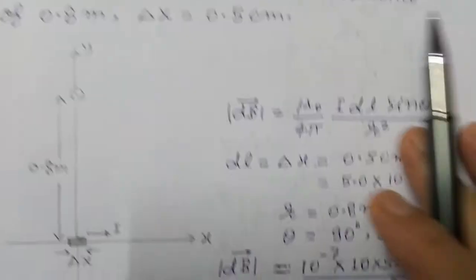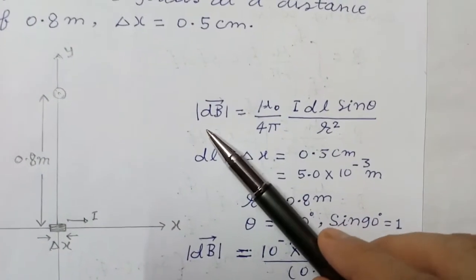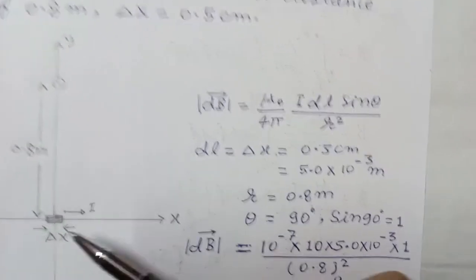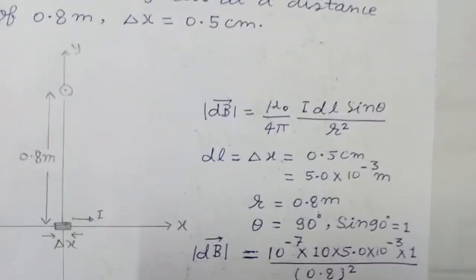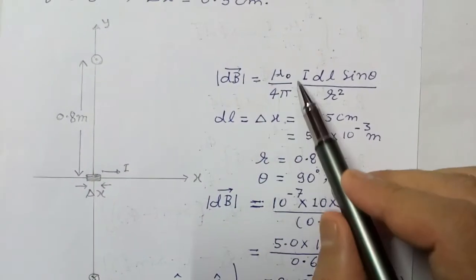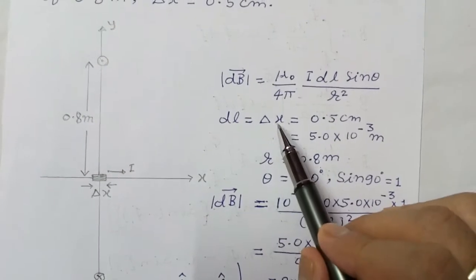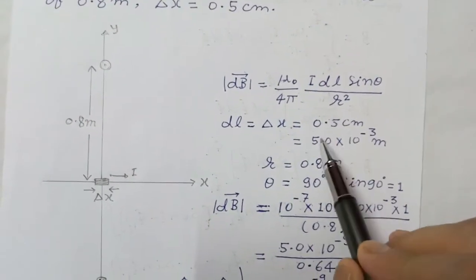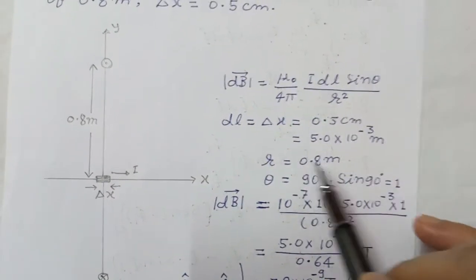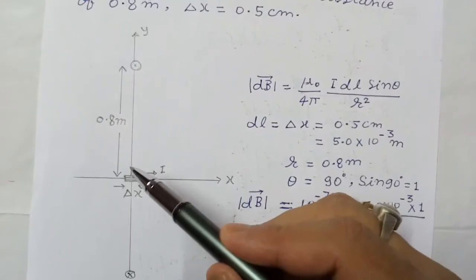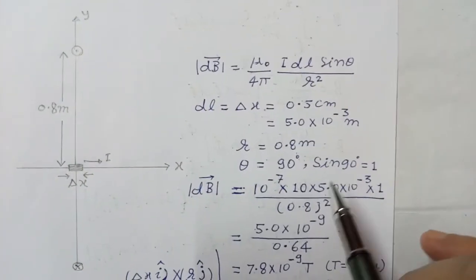Now by the Biot-Savart law we know that the magnitude of this small magnetic field due to the current element I delta L is given by mu naught upon 4 pi. So dB is equal to mu naught upon 4 pi, I dl sin theta upon r square. Here dl is equal to delta x which is equal to 0.5 centimeter. So this is equal to 5.0 into 10 to the power minus 3 meter. Now r is 0.8 meter. This angle theta, it is clear that this is equal to 90 degrees. So sin 90 is equal to 1.